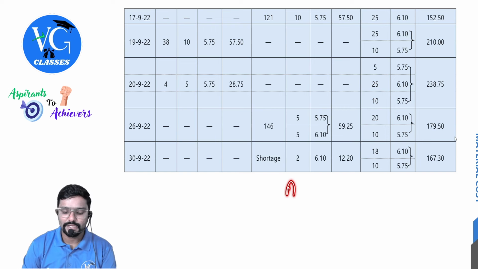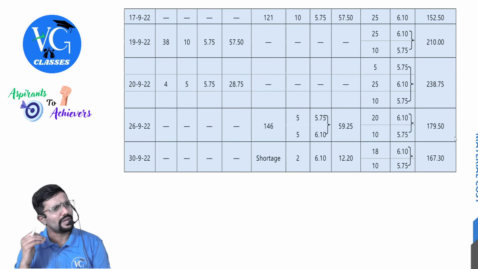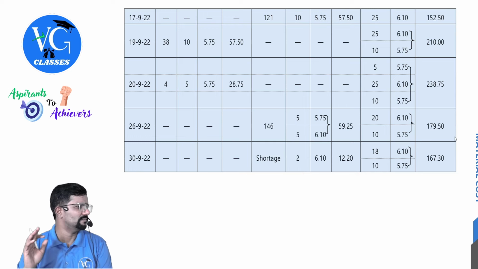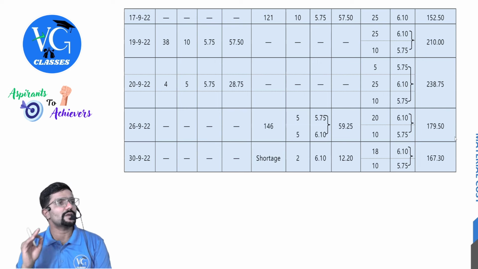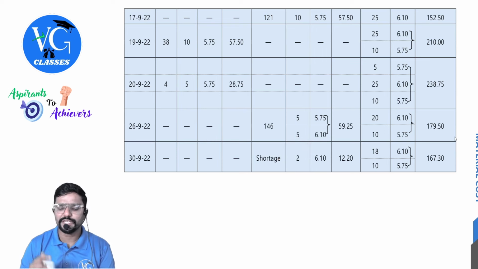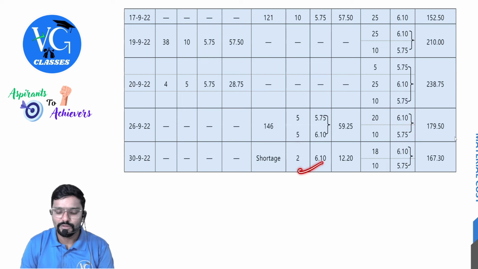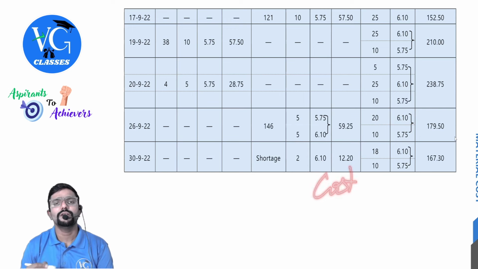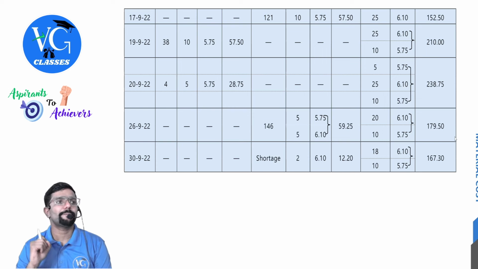Shortage, they have considered it as abnormal, guys. If it is normal, they will give some hint in the question, like it is unavoidable. So here, they are considering it as abnormal, so we will value it as if it is an issue. So 2 is from where, guys? 20. What is the price? 6.10. So 12.20. This has to be debited to costing P&L account, as it is abnormal loss.